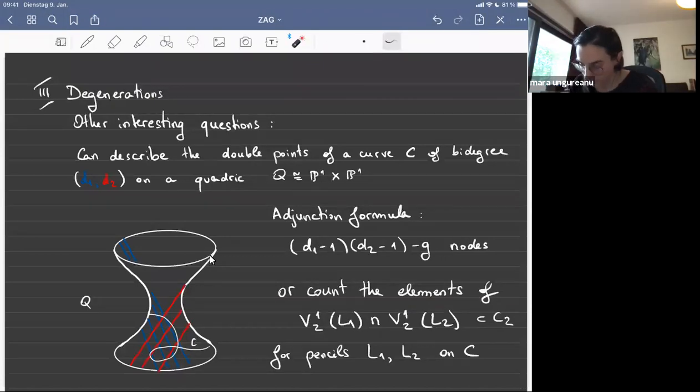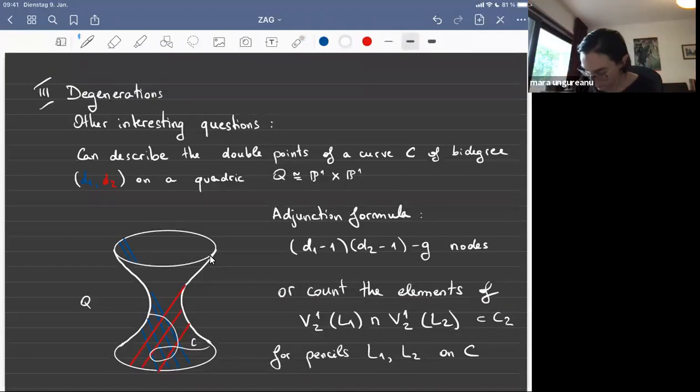So it turns out, and I'll explain to you in a second why it's true, that to get this number, you can either use the adjunction formula, or you can count the elements of a certain intersection of secant varieties on a curve C. And what are these secant varieties? They are the secant varieties V^1_2, so they are cut out in the symmetric product of two points. And they are different. And so basically I need to consider two distinct pencils, L1 and L2 on C.